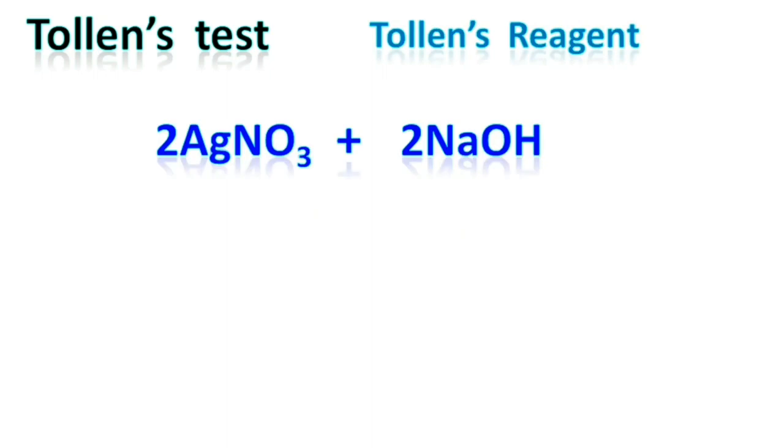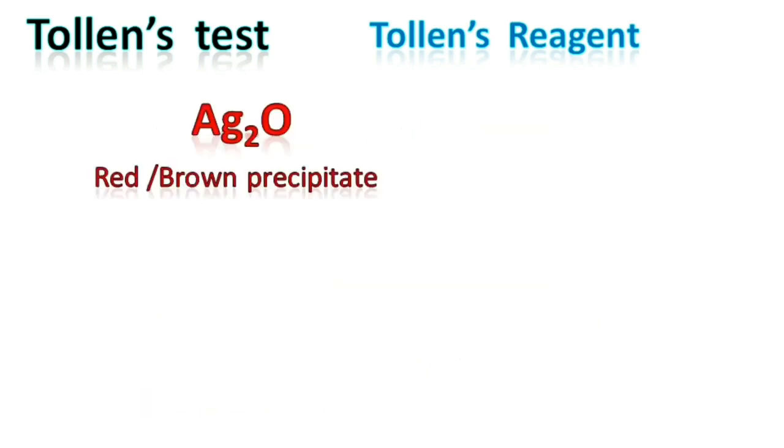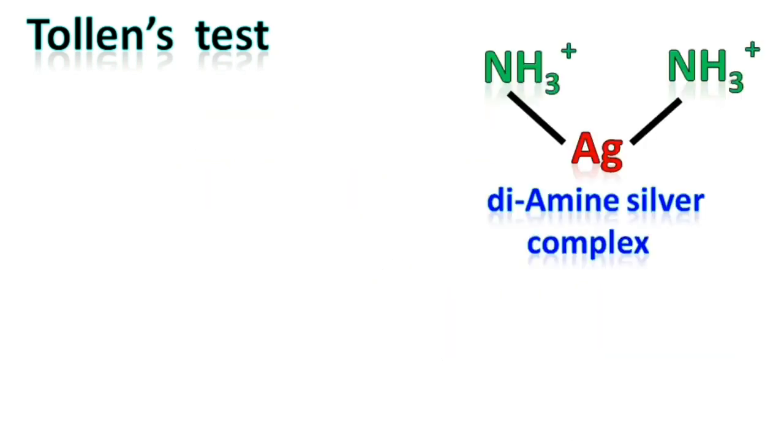Tollen's reagent. Tollen's reagent is made by mixing silver nitrate with sodium hydroxide, and this reaction results in formation of red-brown precipitates of silver oxide. The red-brown precipitates of silver oxide are then reacted with ammonia, which results in formation of soluble diamine silver complex. The soluble diamine silver complex is also known as ammoniacal silver.